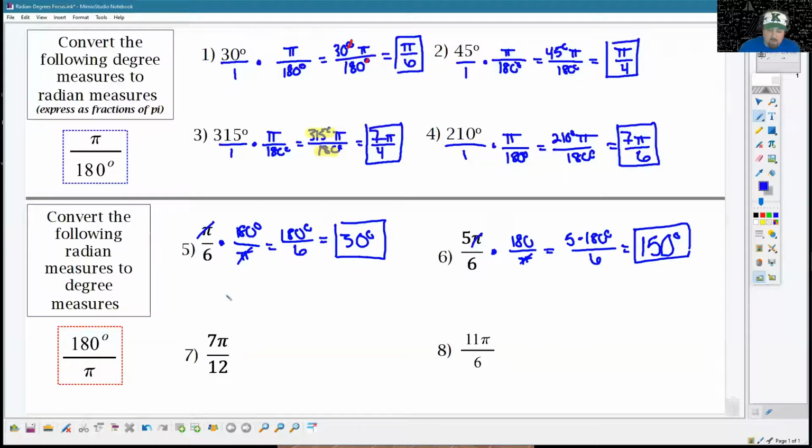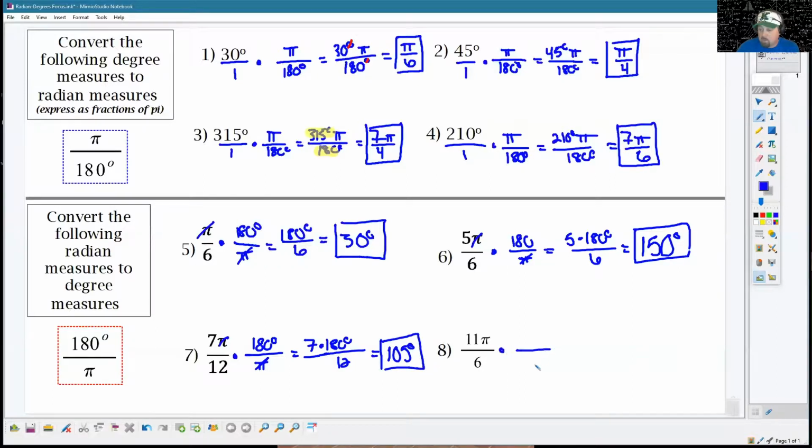Same thing's going to happen down here with our 7 pi over 12. Pi on the bottom, 180 on the top. Cancel, cancel. 7 times 180 over 12. So 7 times 180, then we divide that by 12. And we get 105 degrees. So that's 105 degrees.